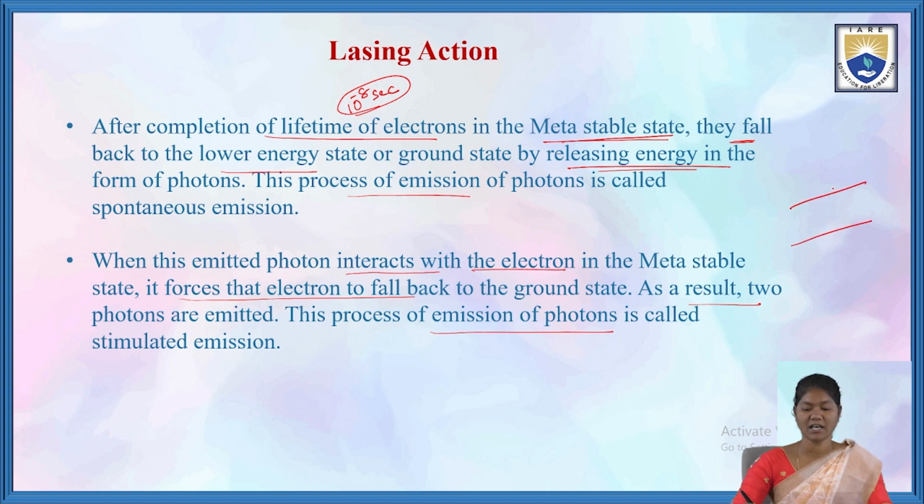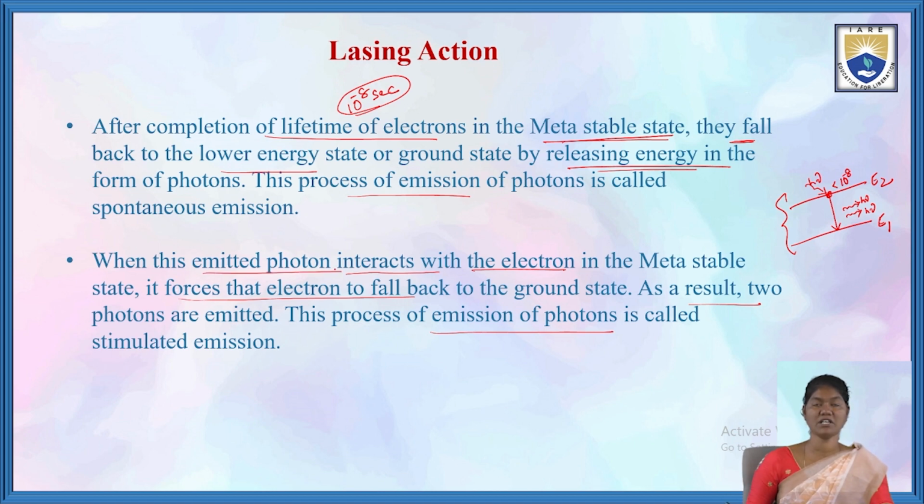When the electron is at the excited state E2, and E1 is the lower energy state, the ground state, then before the lifetime of the atom ends, the electron gets stimulated with some radiation and transits to the lower energy state by emitting two photons. So this process is stimulated emission of radiation.